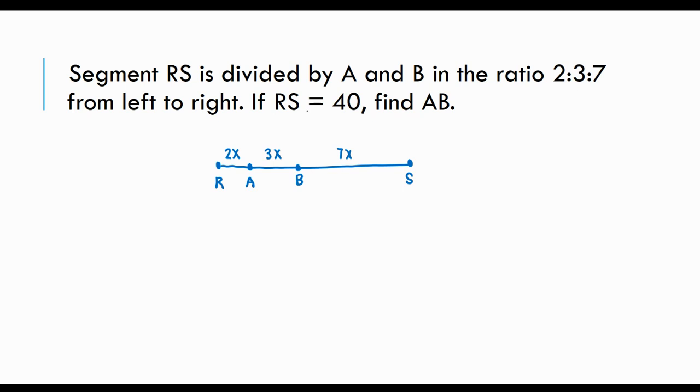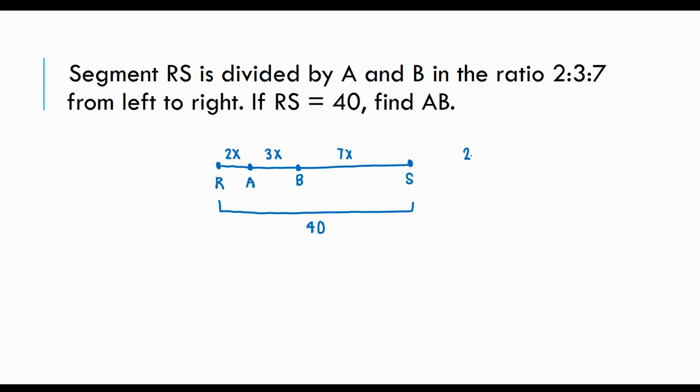They tell us that RS, this whole entire segment, is a length of 40. They want us to find AB. So if I know what those three little ratios are individually, notice that adding them up together will get me the entire length of RS, and that is the number that I have. RS is 40.